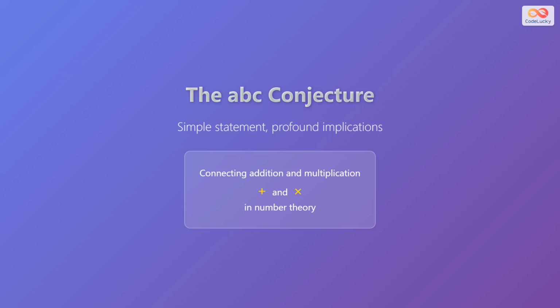Welcome. Today we're diving into one of the most fascinating and challenging unsolved problems in number theory, the ABC conjecture. It's a deceptively simple statement that, if proven, would have profound implications across mathematics. This conjecture beautifully connects the fundamental operations of addition and multiplication.